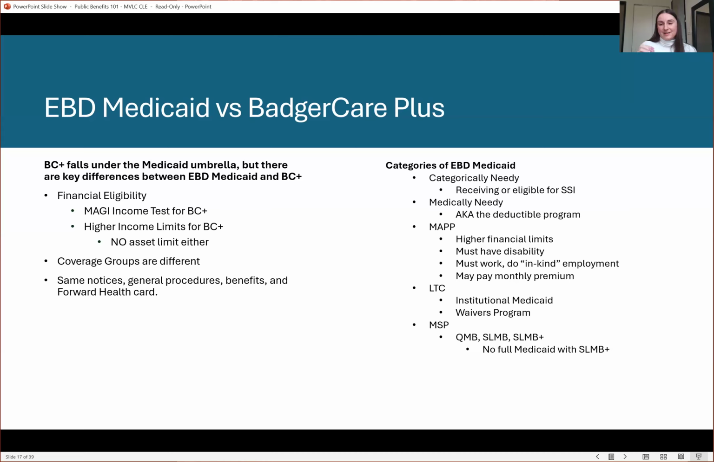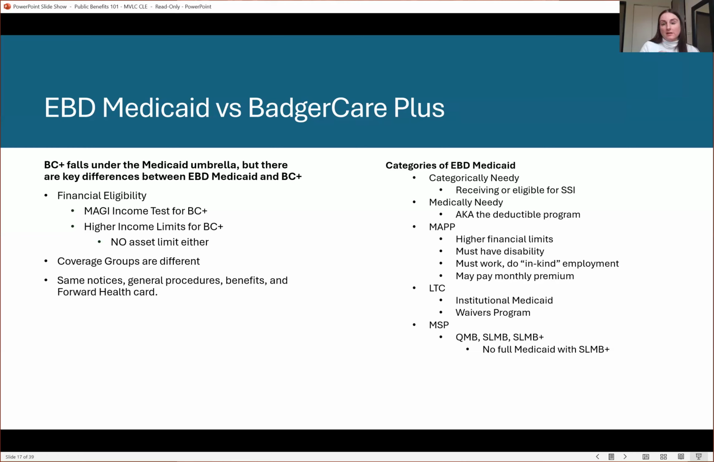Very briefly, the categories of EBD Medicaid, because you could go on forever about any one of these. Categorically needy, that's people who are receiving SSI Medicaid or would be eligible for SSI Medicaid. Medically needy, otherwise known as the deductible program. This is kind of a point of confusion for a lot of clients because if they're not eligible for any other programs, they might get a notice that says you are eligible if you pay this amount of money, and they're like, what? I have to pay a deductible to get into Medicaid? That's crazy.